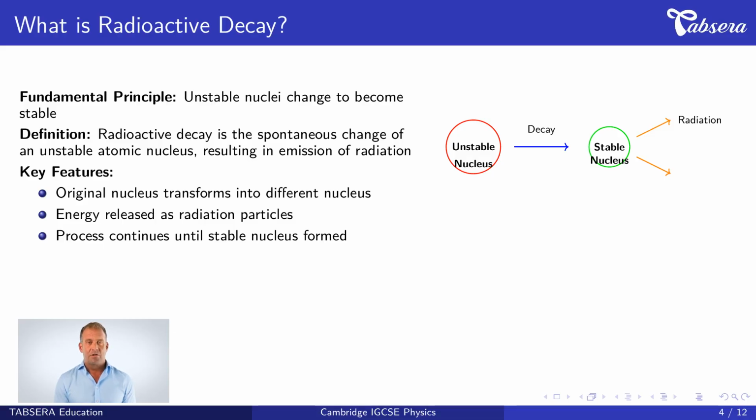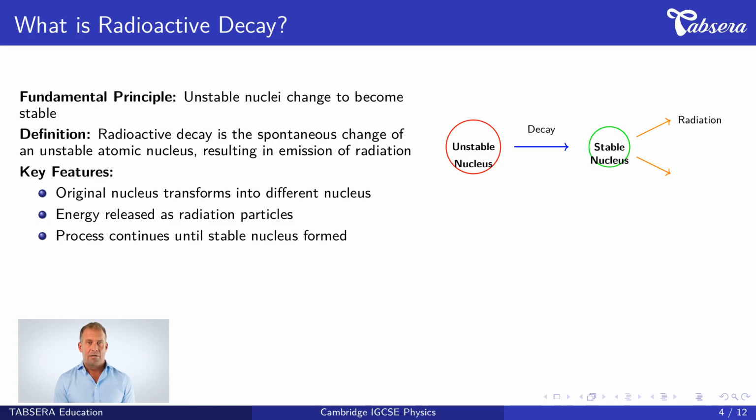Let's explore our first core concept. What is radioactive decay? The fundamental principle states that unstable nuclei change to become stable. This is a universal law of nature. Everything tends toward its most stable state. The definition is, radioactive decay is the spontaneous change of an unstable atomic nucleus, resulting in emission of radiation.